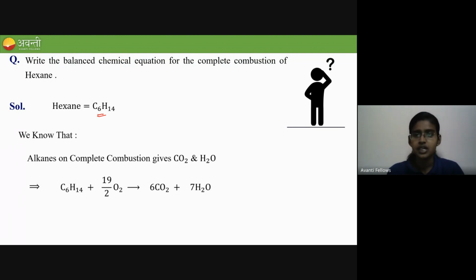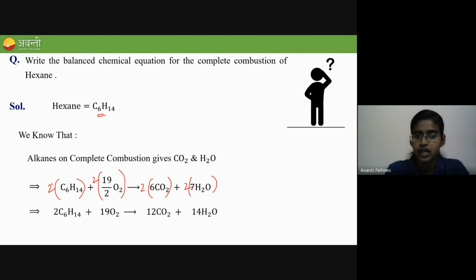If 2 moles of hexane are reacting, how many moles of oxygen would be required? I am going to multiply the whole equation by 2. So I multiply oxygen by 2, hexane by 2, carbon dioxide by 2, and 7H2O also by 2. We get this formula. So for 2 moles of hexane, 19 moles of oxygen are required.